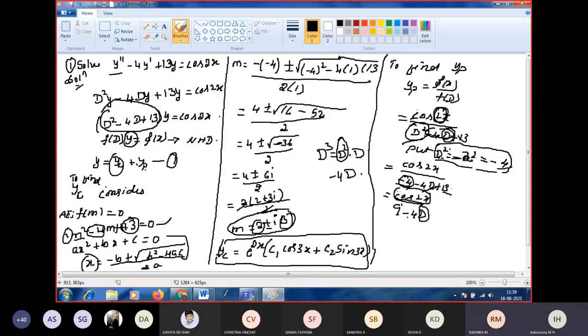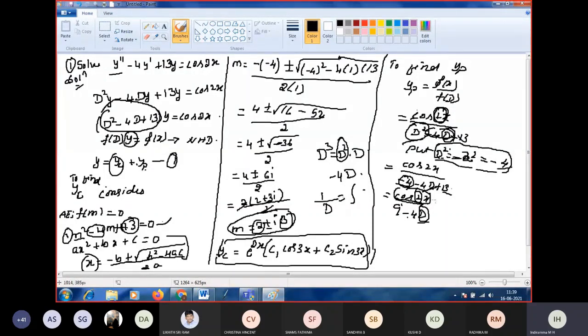Since we have d in the denominator, suppose if you have only 1 by d, you just integrate the numerator, you will get the solution. But I don't have just d, I have 9 minus 4d. Since we have a trigonometric function in the numerator, I want to replace only d square but not d. But here we are left with d, it is not a solution. So we have to simplify the denominator such that d should not be there.